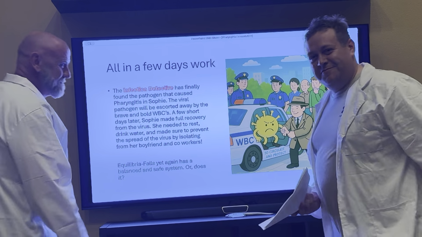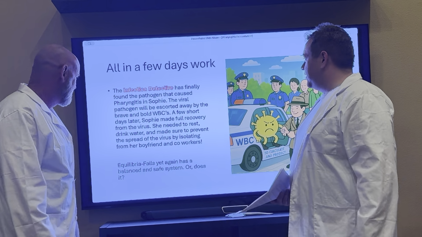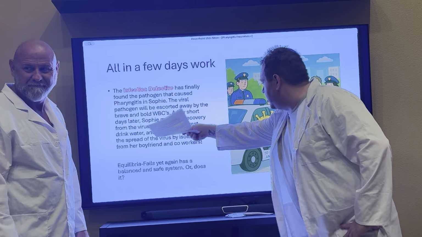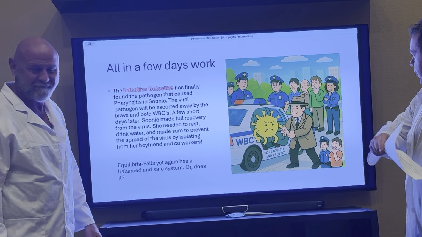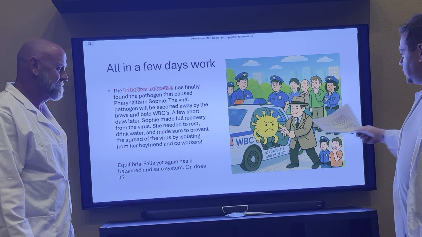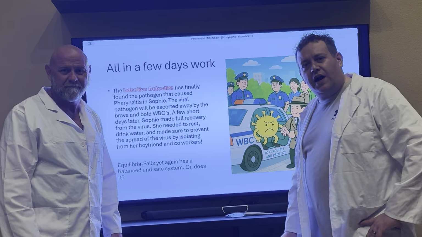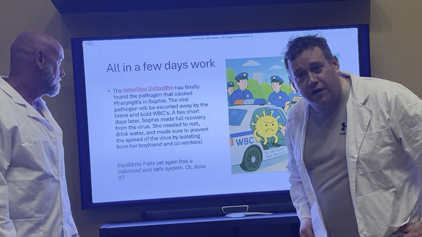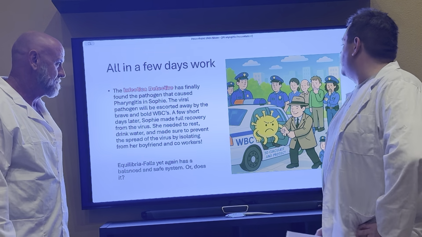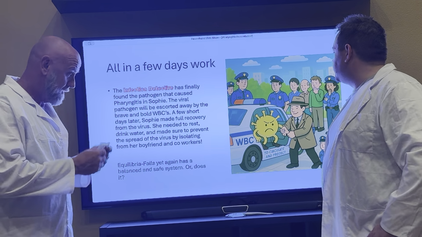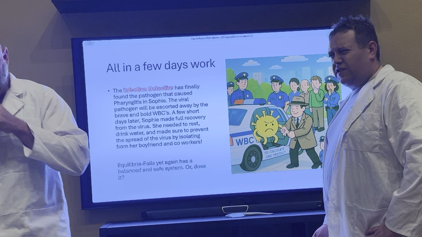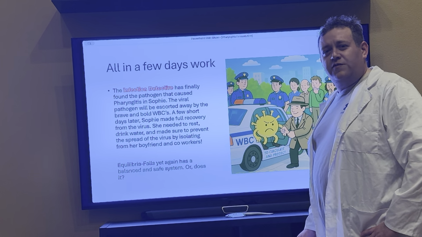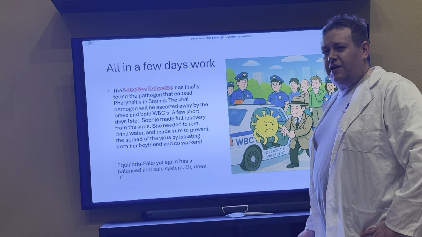And again, all in a few days' work. The Infection Detective has solved the case. Sophie is feeling a lot better. The WBCs are hauling away this mean-looking virus. And Sophie was able to rest, get some good nutrition and hydration. She was able to isolate from her boyfriend and her coworkers, therefore reducing the spread of this pathogen. Equilibria Falls, yet again, has a balanced and safe system. Or does it? Watch our second presentation when we cover oropharyngitis and nasopharyngitis.